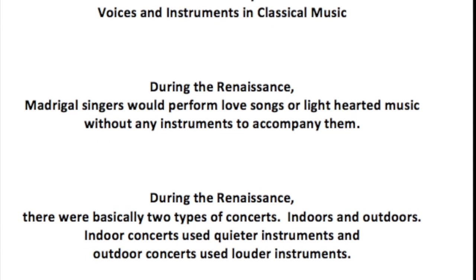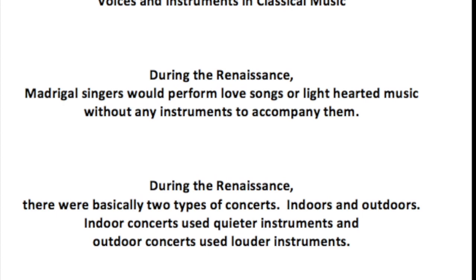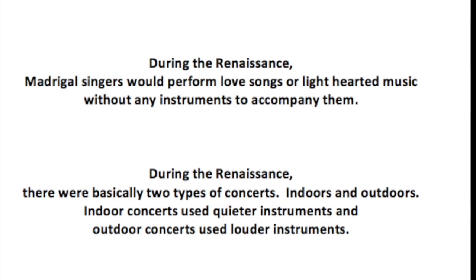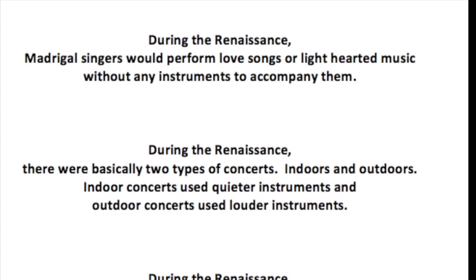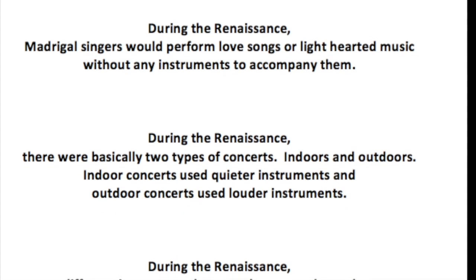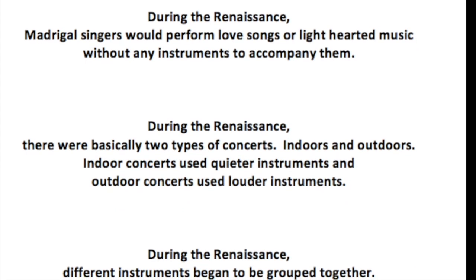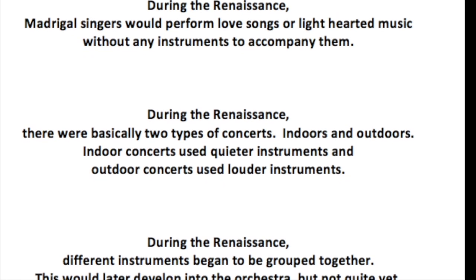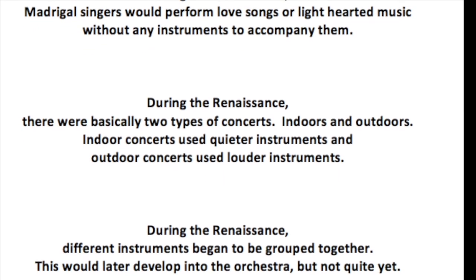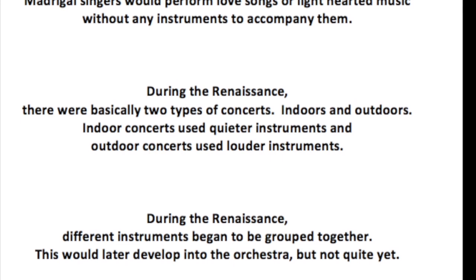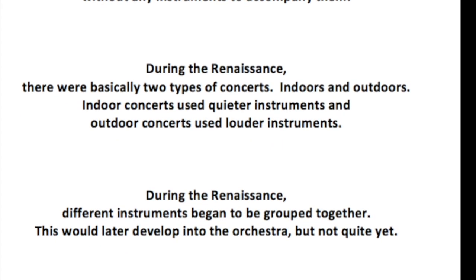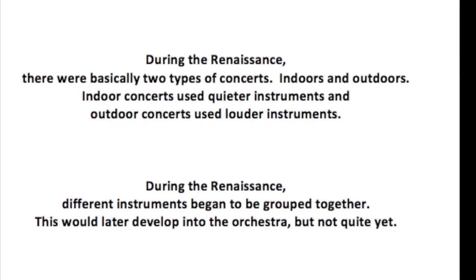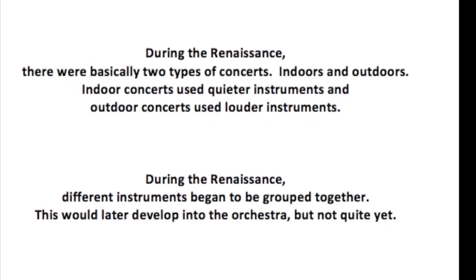During the Renaissance, there were basically two types of concerts: indoors and outdoors. Indoor concerts used quieter instruments, and outdoor concerts used louder instruments. During the Renaissance, different instruments began to be grouped together. This would later develop into the orchestra, but not quite yet.